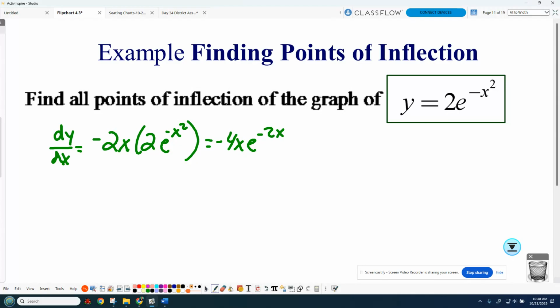Wait. Negative x squared. Double derivative. Wait. What? What now? Is it? Why is it? It's not to the negative. Yep. Copying things wrong.